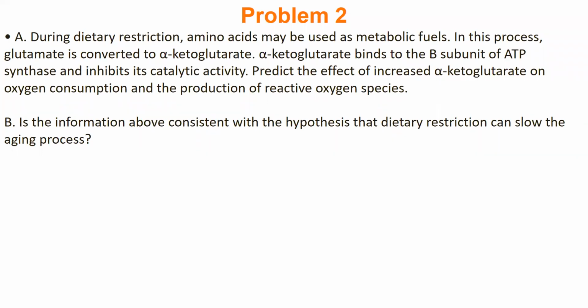In that process, glutamate goes to alpha-ketoglutarate. And what can happen is that sometimes alpha-ketoglutarate can bind to the beta subunit of ATP synthase and not allow ATP synthase to run. So, based on this, what do you think would happen to oxygen consumption and the production of reactive oxygen species if you have increased alpha-ketoglutarate? And does that help explain why, if you eat a lot less, you can live a lot longer, at least in mice?